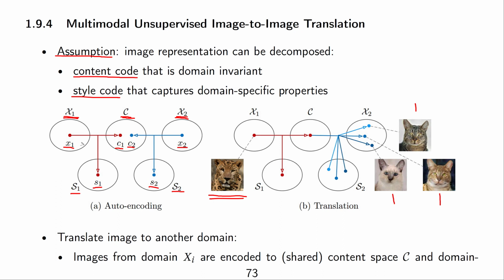So what we can do here is, if we have one house cat, this image, let's say x1, and then we extract the content code and the style code, we can keep the content code c1 and combine that with multiple different style codes of some house cat here in this style space, and then generate new house cat images.